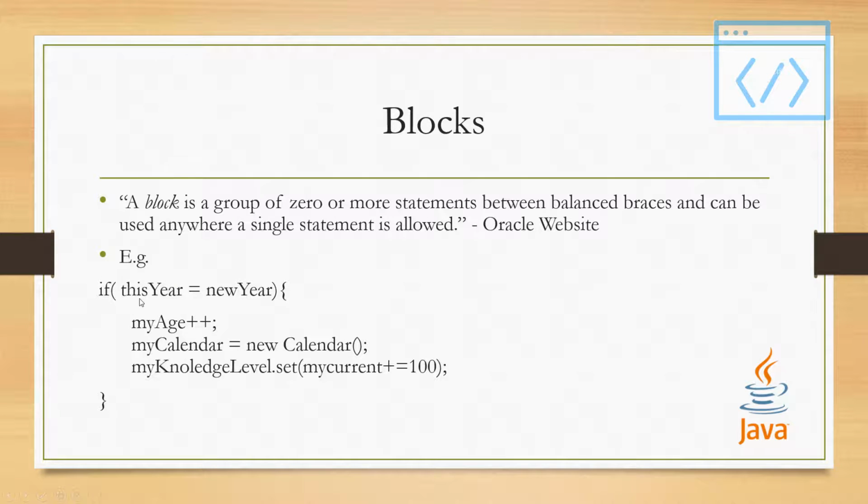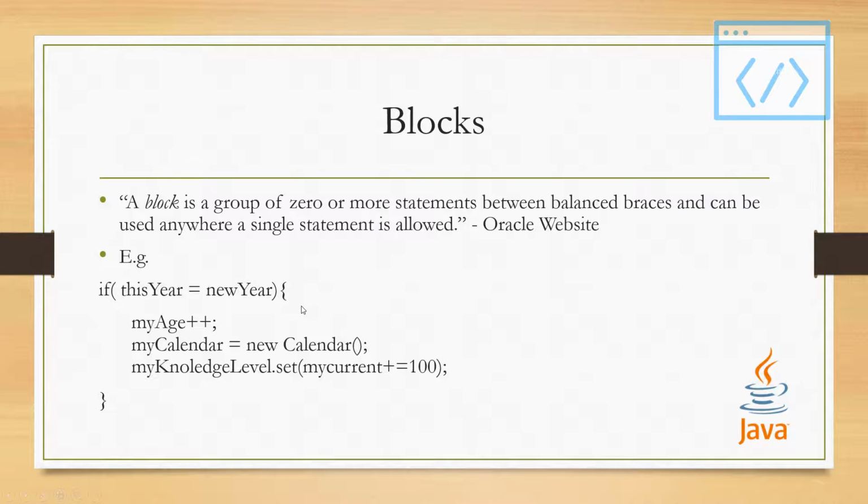So if this year equals a new year, open braces, which means that anything inside will be run when this year equals new year. So this should actually be this year equals new year. So there's that mistake there. But then my age plus plus, my calendar equals new calendar, my knowledge level equals set whatever. All these things will happen when this year equals new year.